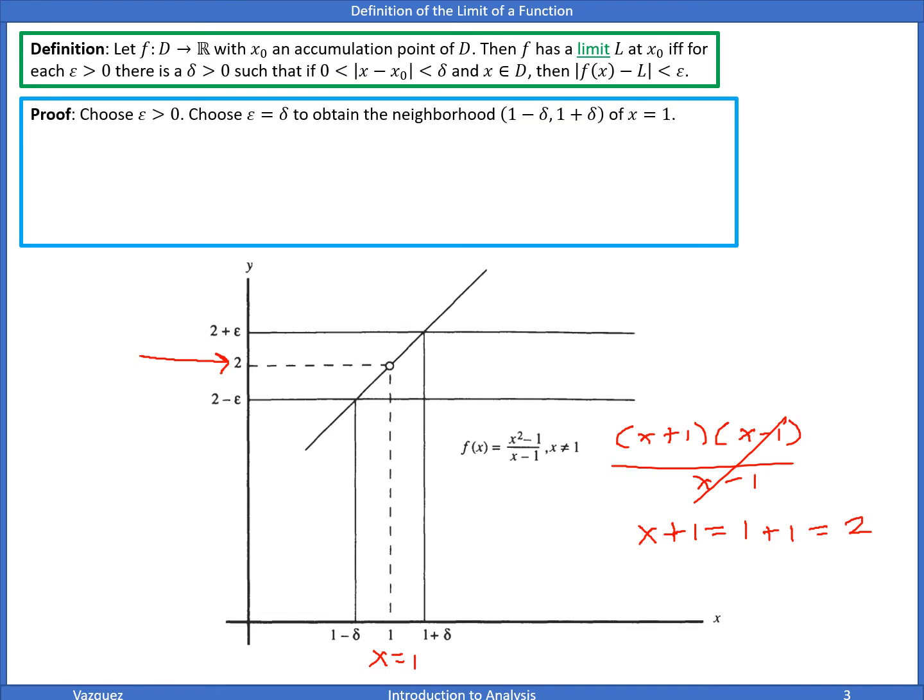Right, so we're going to choose epsilon greater than 0 and, in this case, it's a linear function, so we should guess that epsilon is going to be equal to delta to obtain a neighborhood. It's of slope 1. That's why we choose epsilon equal to delta. So to obtain the neighborhood around x, which is 1, we have this here. This is the delta neighborhood centered at 1.